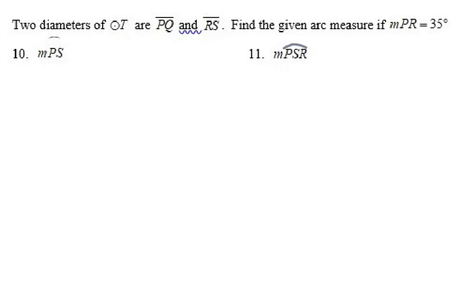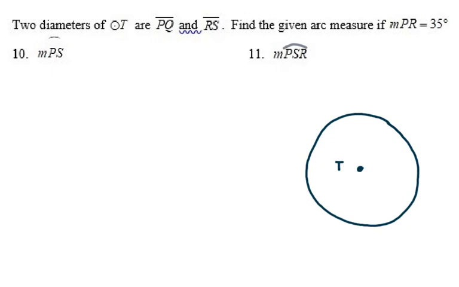My next two problems are going to use a circle that I have to draw here. It says that there are two diameters of circle T. So I'm going to start off by drawing circle T. So my center point is T, and I have two diameters. I have PQ gets drawn in, and then my second diameter of RS gets drawn in.